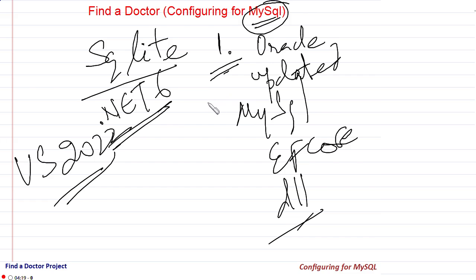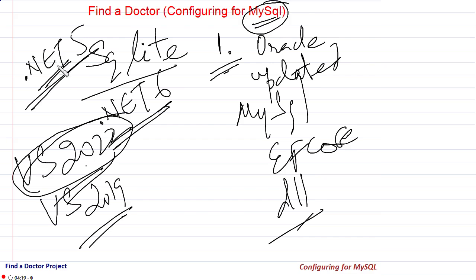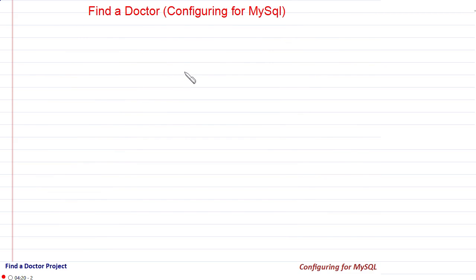So we will have to run our project with .NET 5. So if possible, you should use Visual Studio 2019. But if you want to use Visual Studio 2022, then you should use .NET 5 for this project. So let me start straight away, first of all, with what I mean by that.